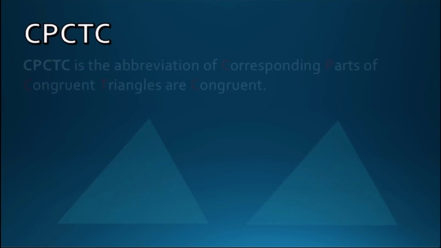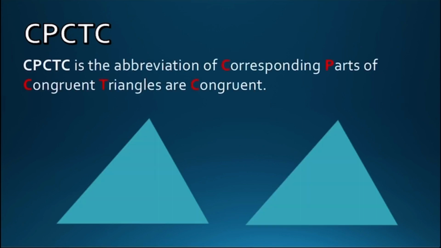You have learned that if two triangles are congruent, their corresponding parts are also congruent as stated by the CPCTC. This means that the sides of the first triangle have the same lengths as the sides of the second triangle, and the angles of the first triangle have also the same measurements as the angles of the other triangle. CPCTC is the abbreviation of corresponding parts of congruent triangles are congruent.